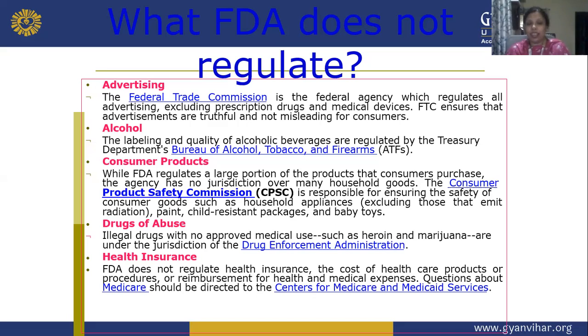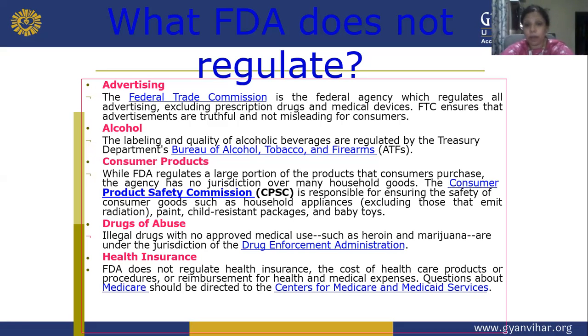If we talk about consumer products, most products like cosmetics and pharmaceuticals come under consumer products, but they are regulated by the FDA. Most of the consumer products are regulated by the FDA, but some consumer products, like household appliances, for example, are not regulated by the FDA. The regulation of these household appliances is done by the Consumer Product Safety Commission, that is CPSC.